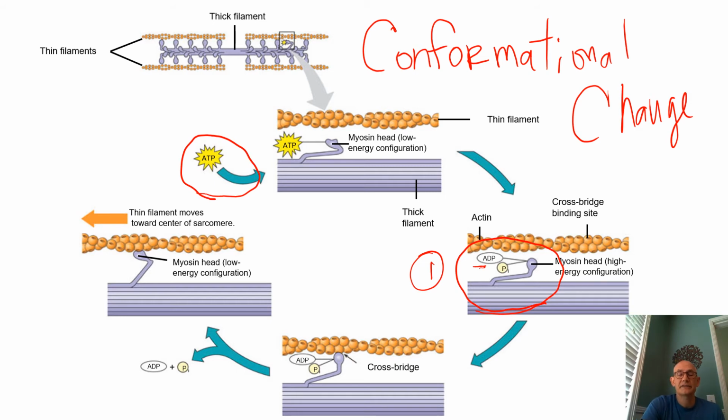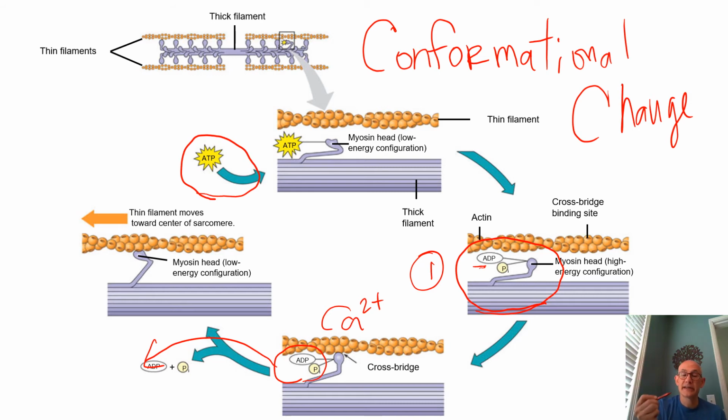So once the calcium comes in, so we're adding the calcium now, then the myosin can grab onto that myosin binding site, and that causes the ADP and the phosphate to be released.